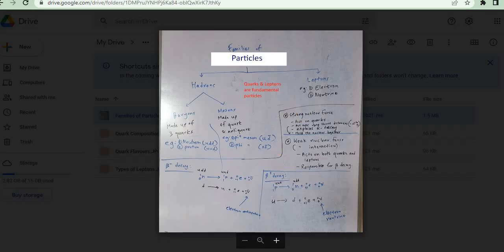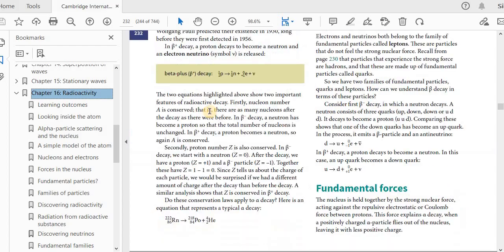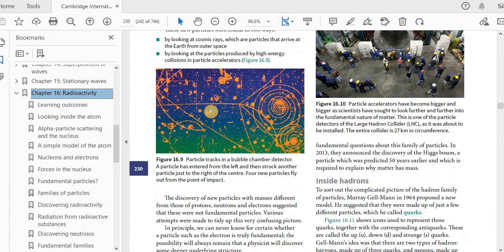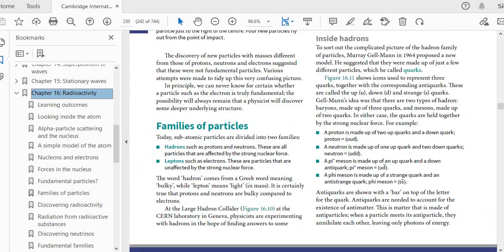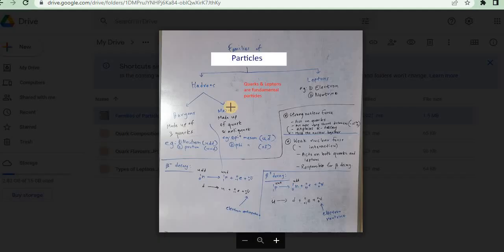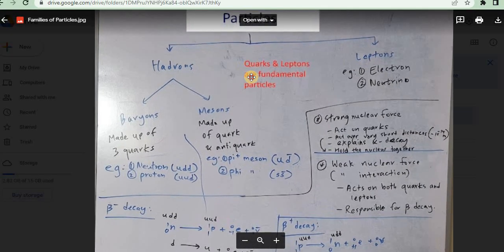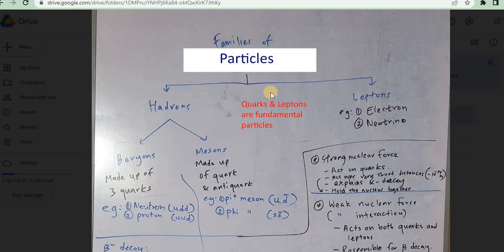Now before we go to that, we will go into the families of particles, which is what we have here. Okay, and this is my note. So families of particles, we have hadrons and leptons. I have classified it as hadrons and leptons. Now quarks and leptons are the fundamental particles. Hadrons are not fundamental particles. Hadrons are made up of fundamental particles, which are the quarks. Hadrons can be further classified into baryons and mesons.